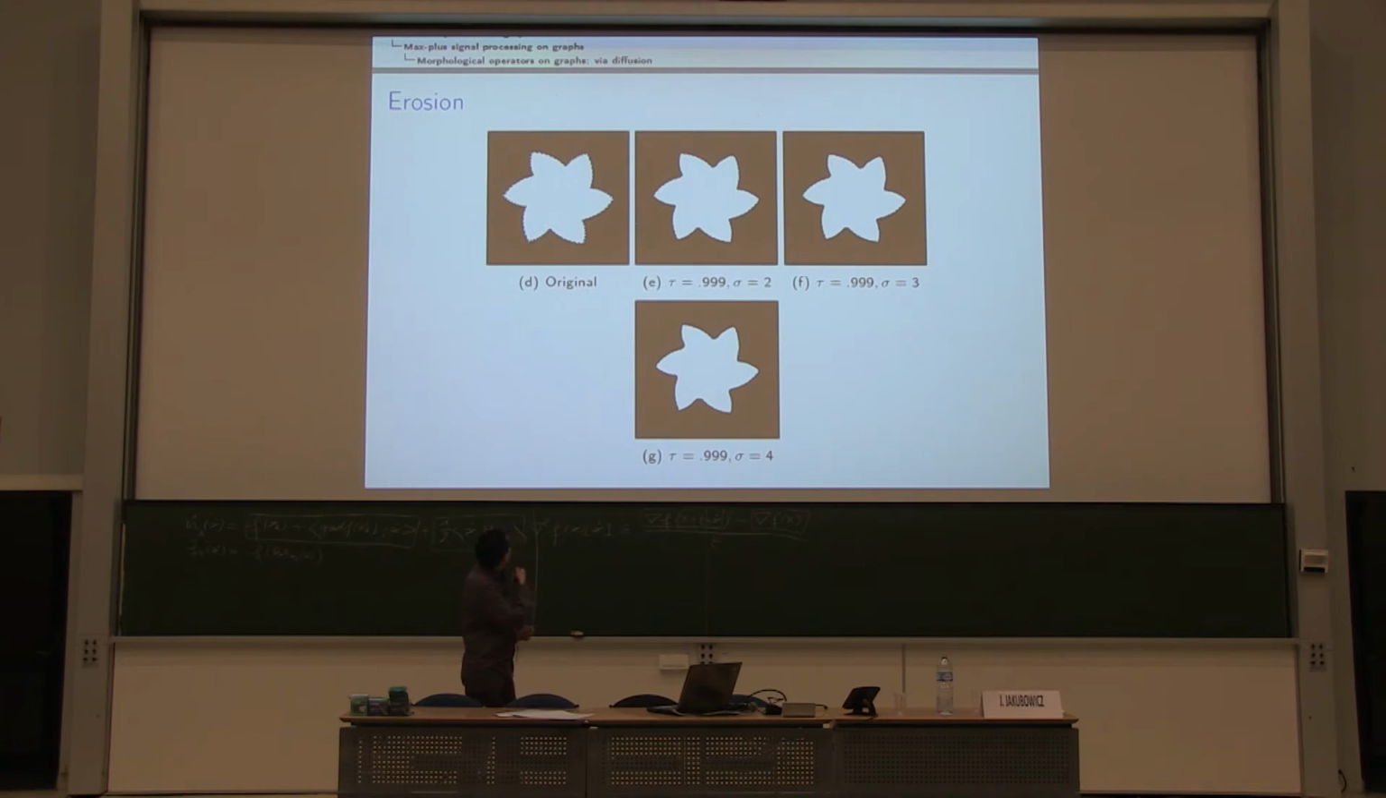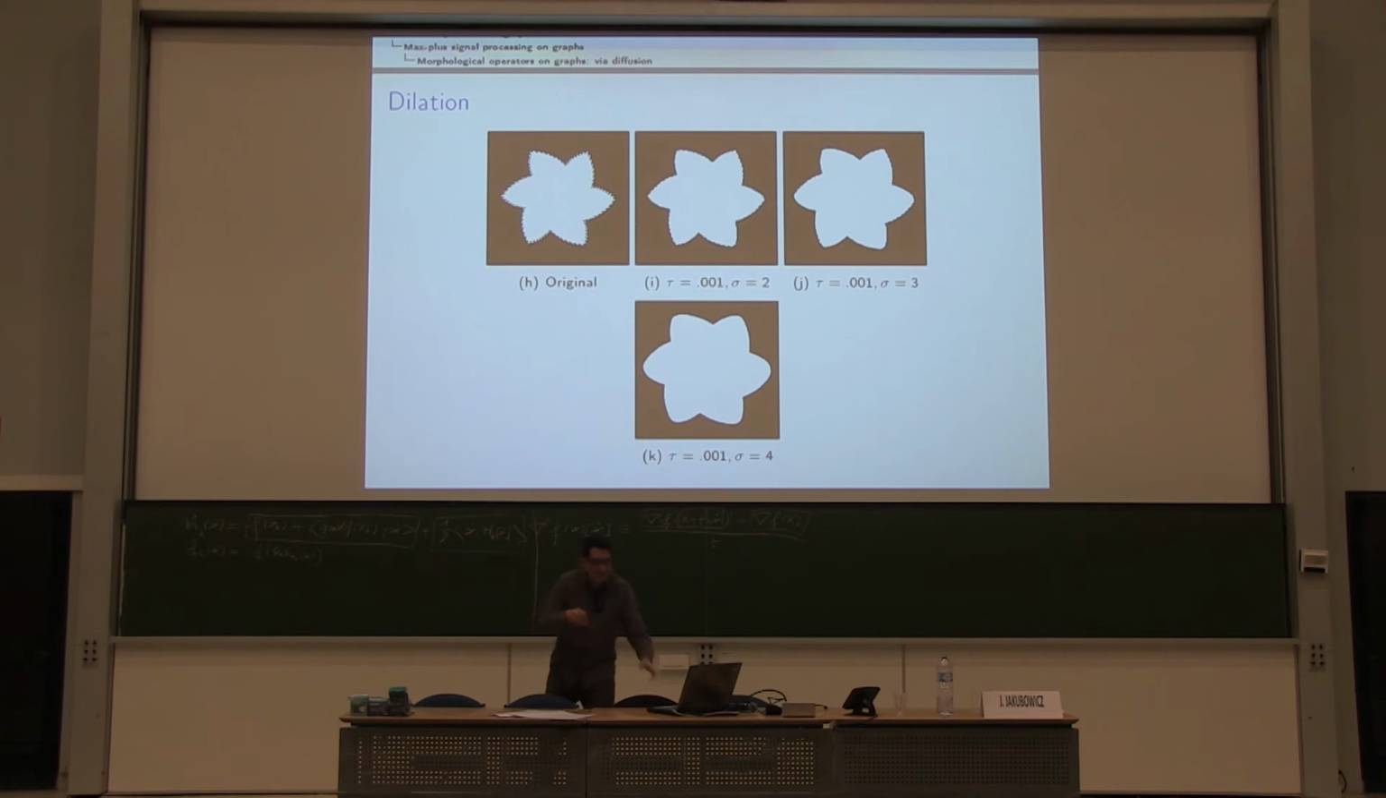Here is a simple case where we change the value of sigma of the diffusion. That is the original image, in this case a simple example of a graph with uniform sampling. So as soon as we increase the value of sigma, we are going to shrink the object. That is the idea of erosion on the graph, and dilation is the opposite effect. We are spreading the information of the light node to the others.